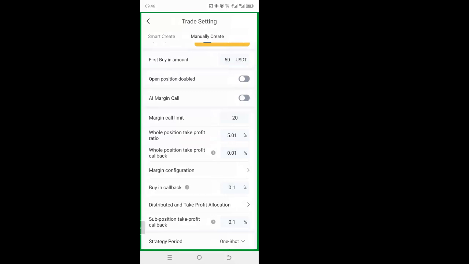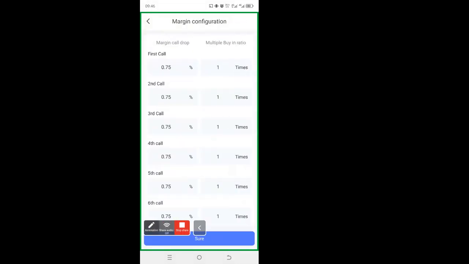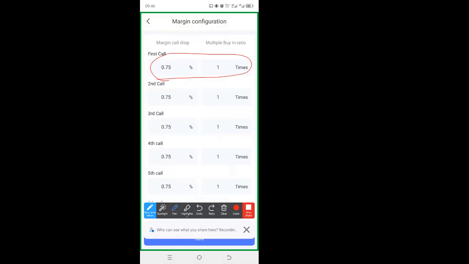So that means every time the market drops by 0.75, it takes your first buying amount, which is 50, one time. It drops again by 0.75, it takes again the first buying amount one time. It drops again by 0.75, it takes again your first buying amount one time. So when you say 50 times how many margin call limits you have used here, this is 20. So that means at the end of it all, it will have taken your $1,000.